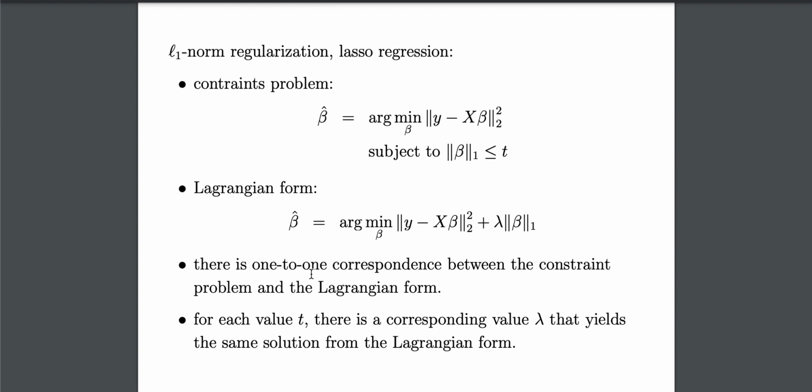The same way that we can have a linear regression with an L2 norm constraint, we can have a linear regression with an L1 norm constraint. It's called L1 norm regularization, or also lasso.